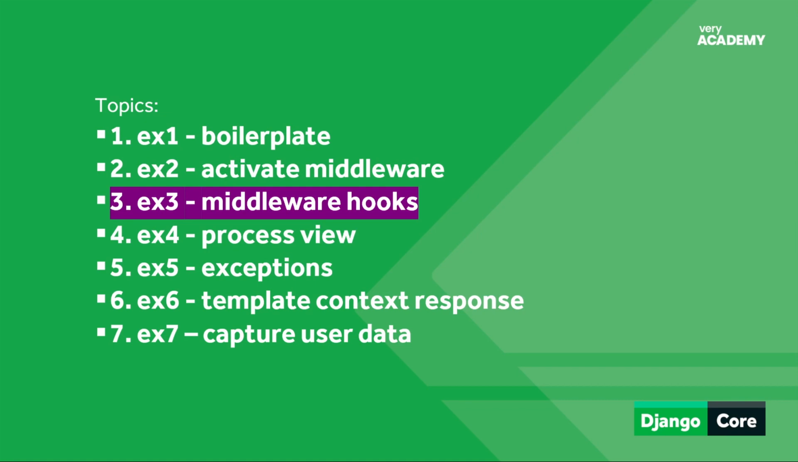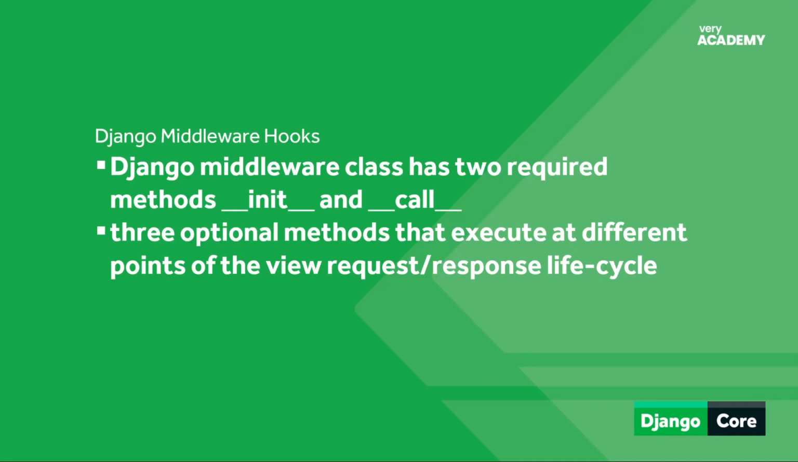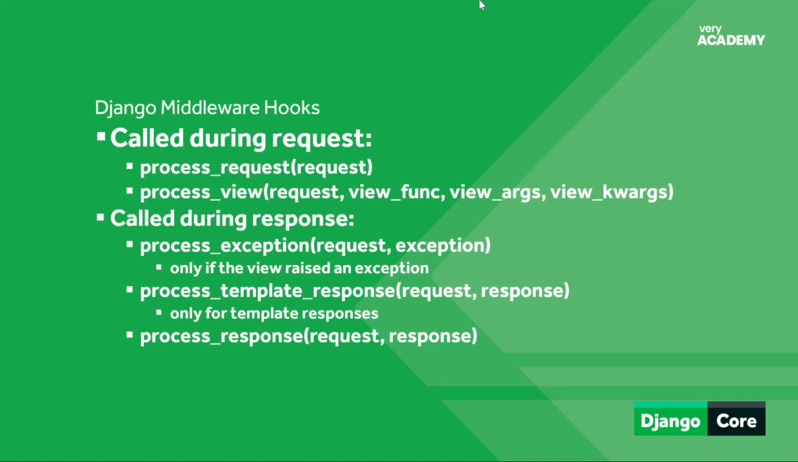Let's now have a look at the middleware hooks. These are optional methods that we can utilize within our middleware. Not trying to draw this out, but it's important for us to understand these basics to fully comprehend where and how to utilize the methods in our middleware. So far we've set up the initialization and call. Those are the two methods that are required. I mentioned three hooks, or optional methods, that we can execute at different points of the view request response lifecycle. Let's take a look at when our functions and methods are called in the request response cycle.